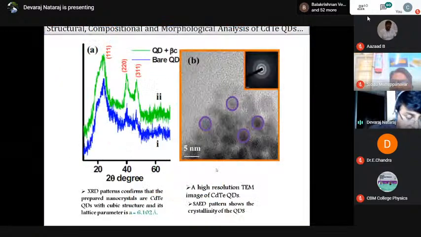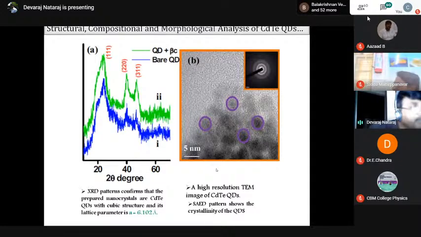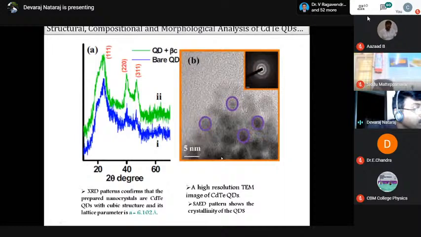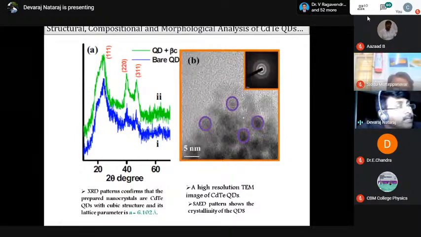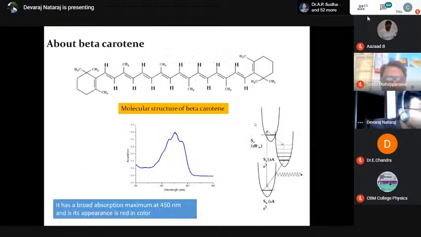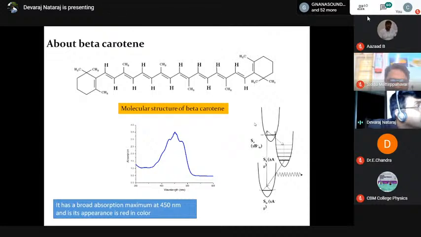In one of our studies, we have prepared cadmium telluride quantum dots, a beautiful quantum dot, which is shown in this figure. It is a high resolution transmission electron microscopy image. You can see. After having this quantum dot, I wanted to passivate the surface states using some molecules. For that, we have chosen beta-carotene as a molecular system. Beta-carotene is a very beautiful molecule which has a linear trans-conjugated structure as shown in this figure. Of course, it is a very small molecule.